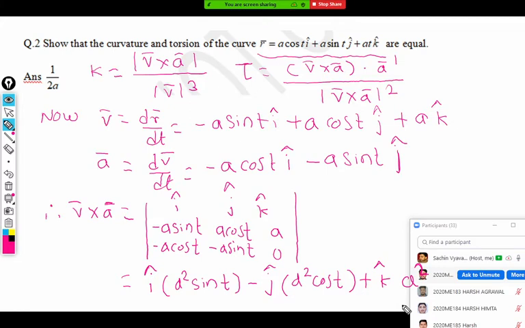Now let me write the important magnitudes that we require: the magnitude of V and the magnitude of V cross A. One more vector we require is A dash, but we'll do it later on, because right now let me focus only on the curvature. For getting the curvature we require the magnitude of V cross A and the magnitude of V. So the magnitude of V cross A is the square root of a to the 4 sin square t plus a to the 4 cos square t plus a to the 4.